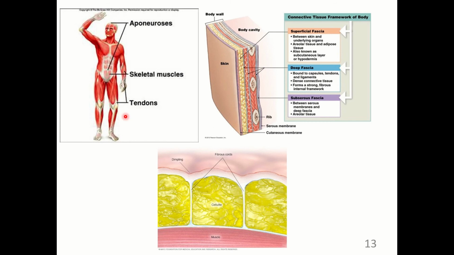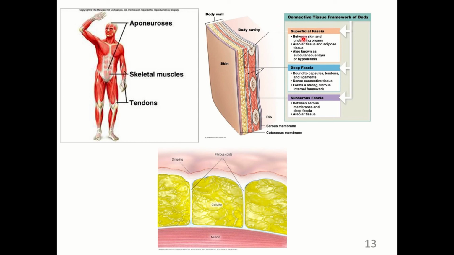This illustration shows the tendons, which are cord-like, and the aponeuroses, which are sheet-like. So these are the dense, regular connective tissues that connect the muscles to the bones. And when they pull on the bones as the muscles contract, this causes the movement of the skeleton.